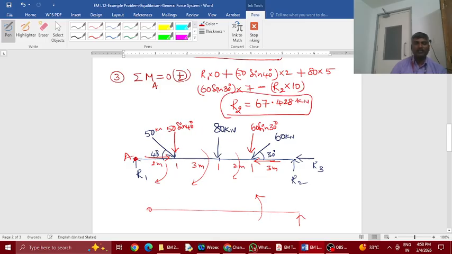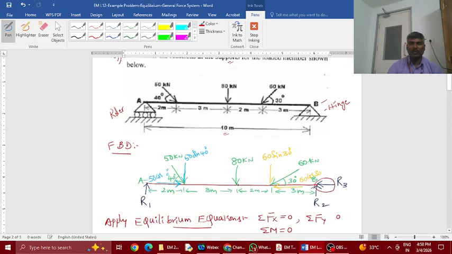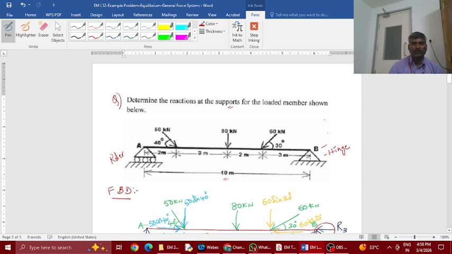Now substituting R2 into the above equation, we get R1 as 74.712 kilonewton. So these are all the reactions that you can get: R1, the left hand reaction, R2 and R3 reactions. So this is how you are able to solve a general case of force system with the equilibrium concept. Thank you. We'll be back with the next example.